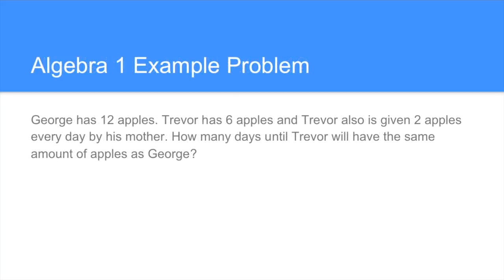Here is an example of a problem that may have been seen in Algebra 1. George has 12 apples. Trevor has 6 apples, and Trevor is also given 2 apples every day by his mother. How many days until Trevor will have the same amount of apples as George?